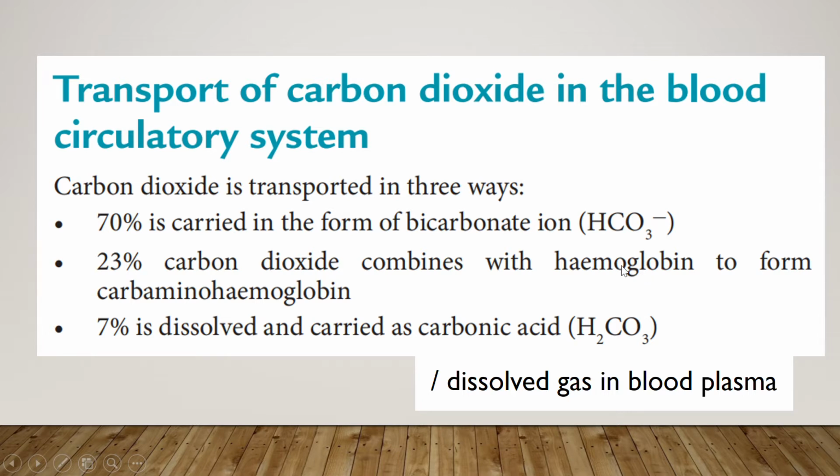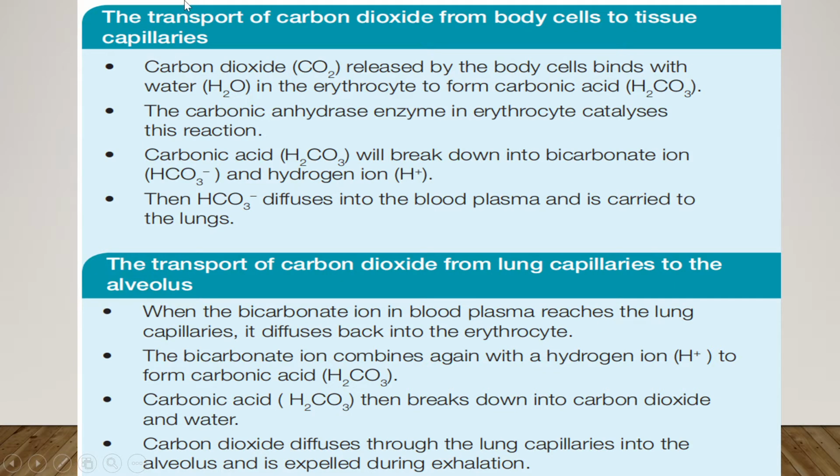So in other words, not only oxygen can combine with the hemoglobin, carbon dioxide can also combine with the hemoglobin, and it will form this structure known as the carbaminohemoglobin. So about 23%. So minority, about 7%, is dissolved and carried as carbonic acid. In the old syllabus, it says that this 7% of carbon dioxide is carried as dissolved gas in the blood plasma.